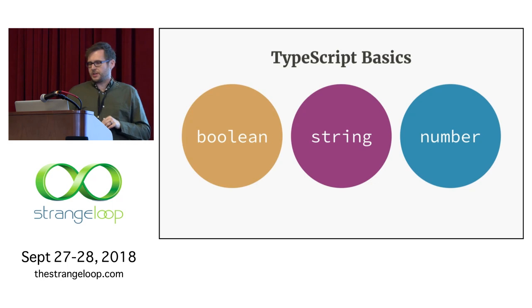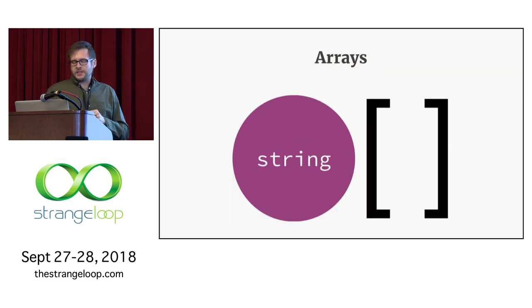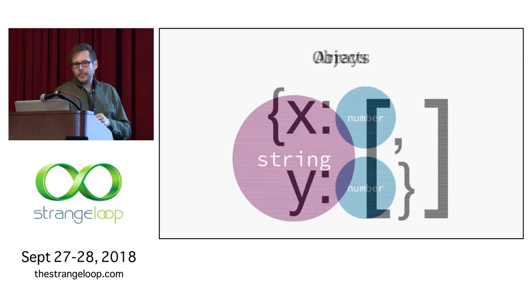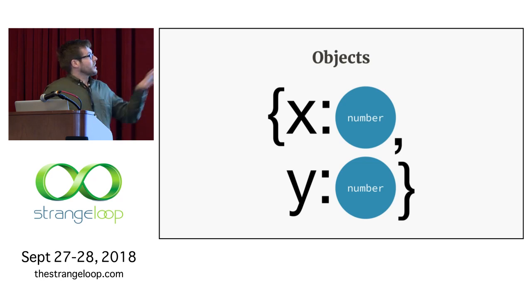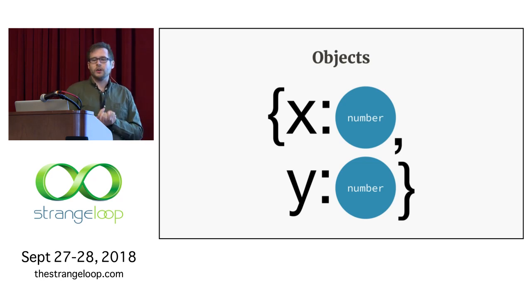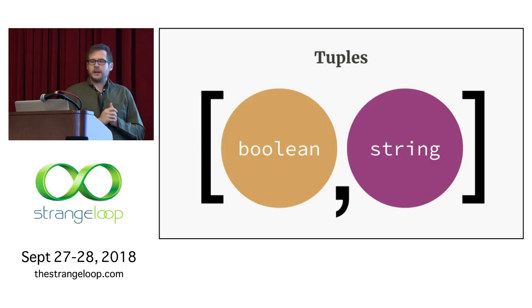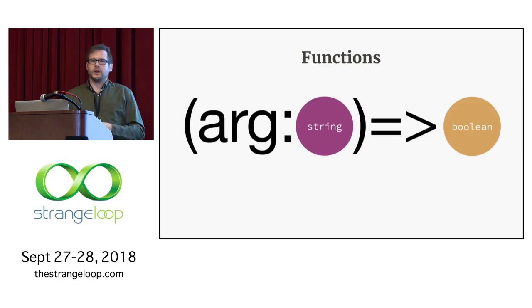TypeScript has all of the same built-in types that you'd expect of a C-like language. We've got booleans and strings and numbers. We can add square brackets at the end of a type to denote an array. We can use a curly brace style object literal type syntax to denote an object type. In this case, objects with x and y that are both numbers. We can surround types with square brackets to denote tuple types, so in this case, pairs of booleans and strings. And we can also have types for functions, so if we want to take a function as an argument or return one, we can have static typing support with that.